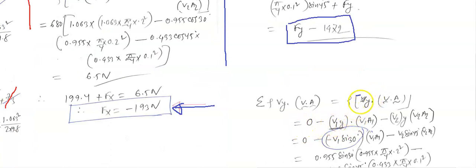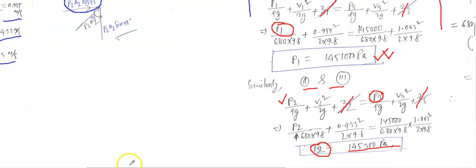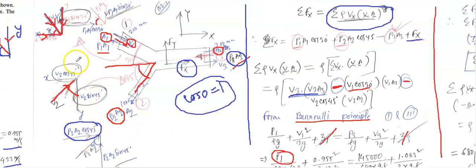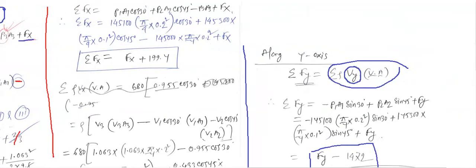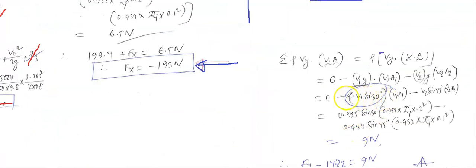Now we will calculate for section 1. So we say this is the V1 along y direction, V1 A1, and V2 along y direction, V2 A2. So what is V1 y? You see, the velocity along y direction is V1 sine theta, sine 30. It is going to the opposite direction. This is y-axis, it is going to the opposite direction, so it is negative V1 sine 30.